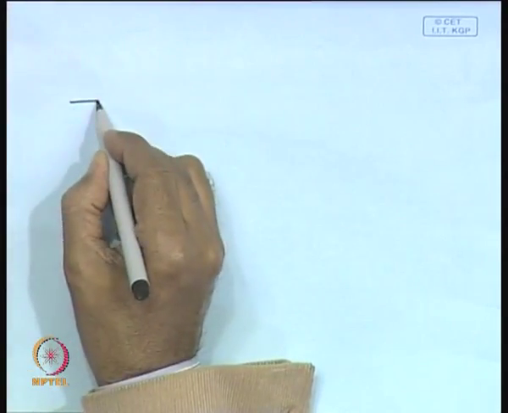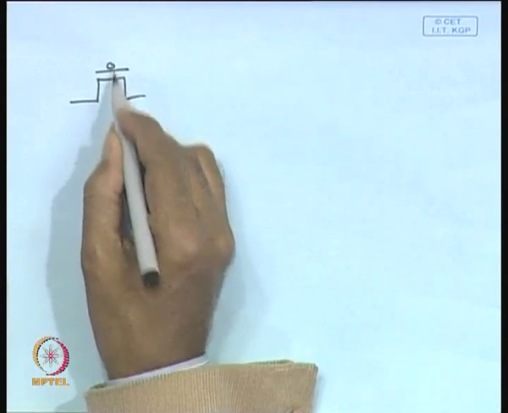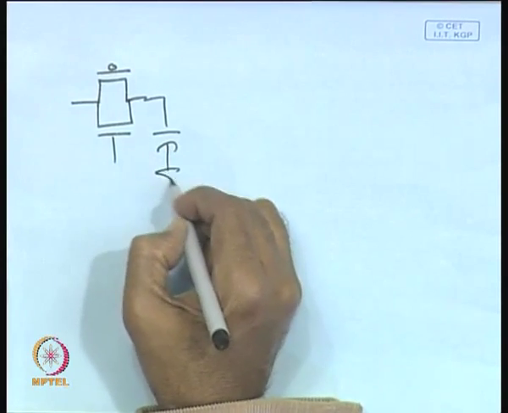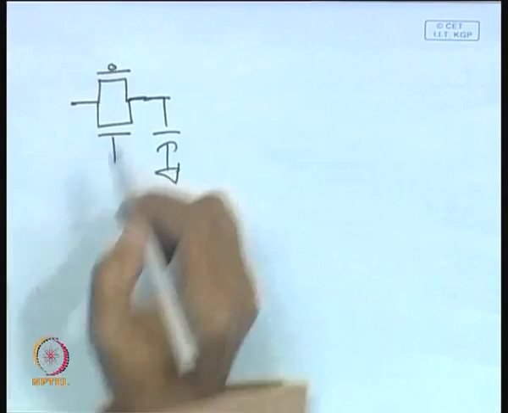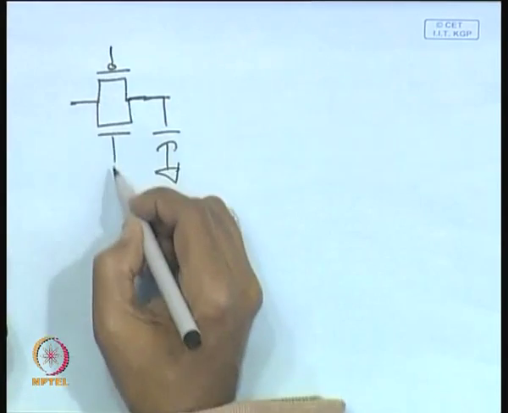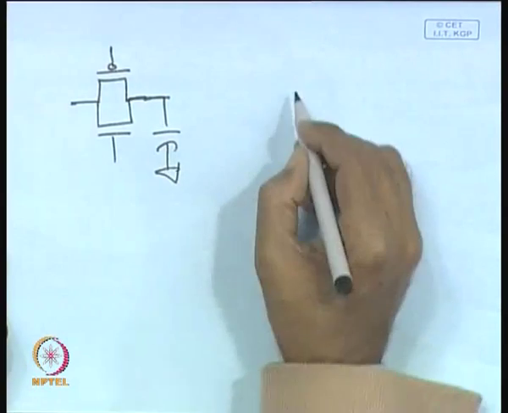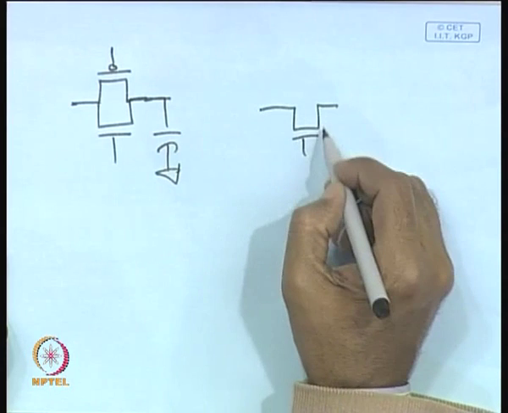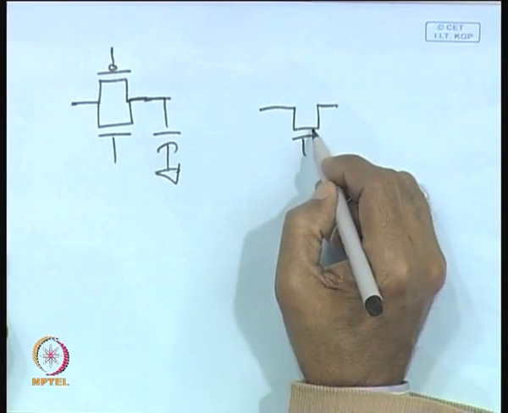See, we have already discussed the problem of driving a capacitive load with the help of a transmission gate. Say a transmission gate driving a large capacitive load and a small capacitive load, what will be the problem? So, the problem will be somewhat similar whenever you drive with a pass transistor logic circuit.